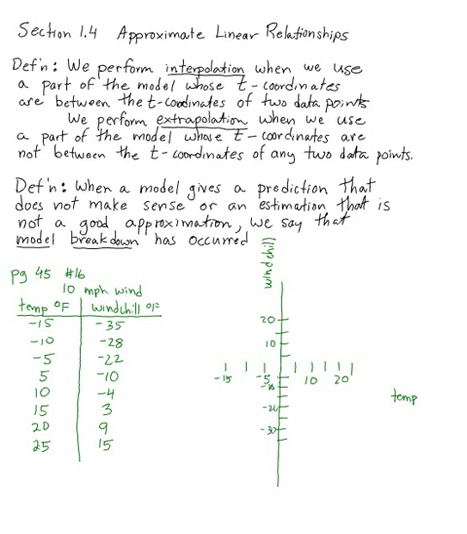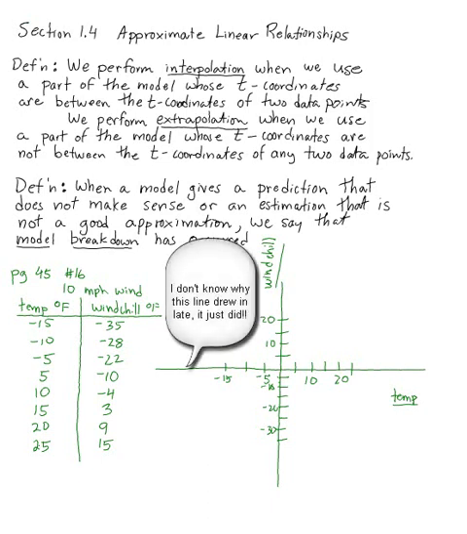All right, when you draw a graph on your test, this is the minimal stuff I expect to see. You need to draw the axes. You need to write your units, temperature and wind chill, and then you need to give me a scaling, like I've done here. All right, now we plot our data. Negative 15, negative 35.